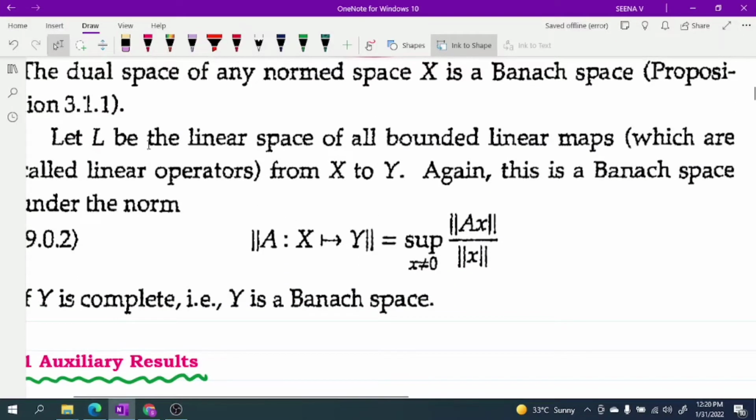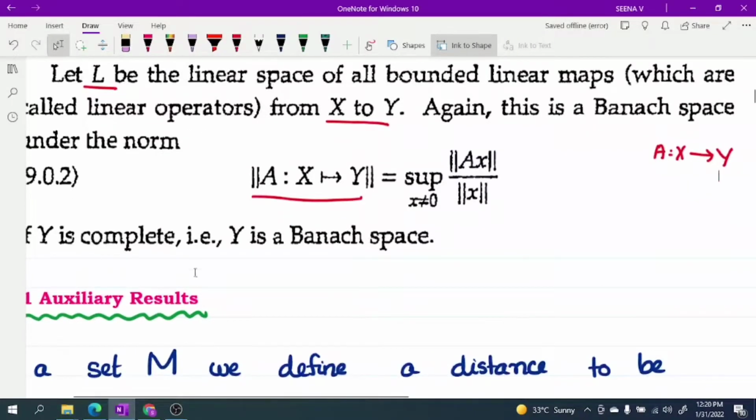Now, in general, if L is the space of all bounded linear maps from X to Y, then if A is a bounded linear map from X to Y, we define the norm of A as the supremum over x not equal to 0 of norm of Ax by norm of x. Okay, like that we have discussed Banach spaces also.